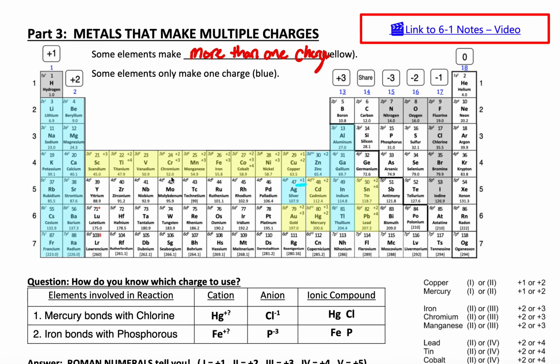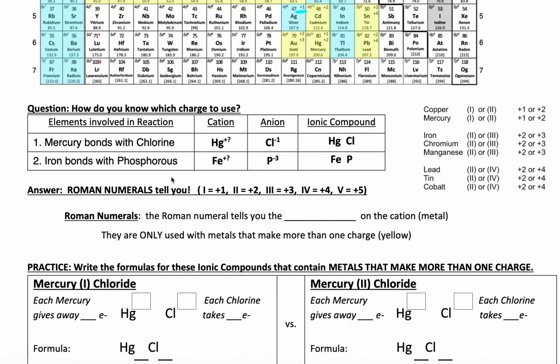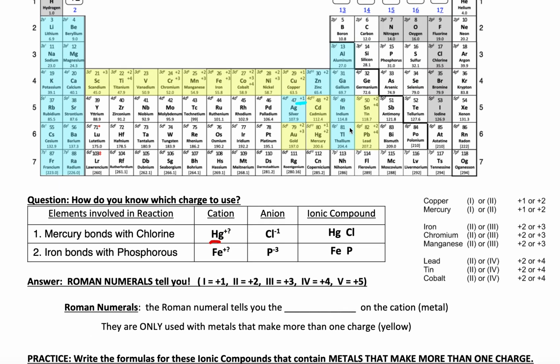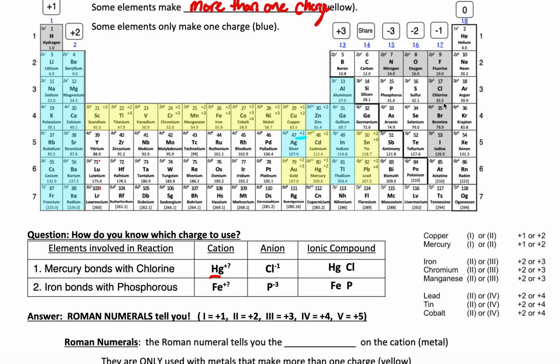All right, so here's the issue. How do you know which charge to use? So if I said to you, mercury's Hg, mercury is going to bond with chlorine. What compound is it going to make? What's the formula going to be? Here's your issue. You look up chlorine. We'll start with chlorine first. You look up chlorine, and chlorine's just a normal everyday element on the periodic table.